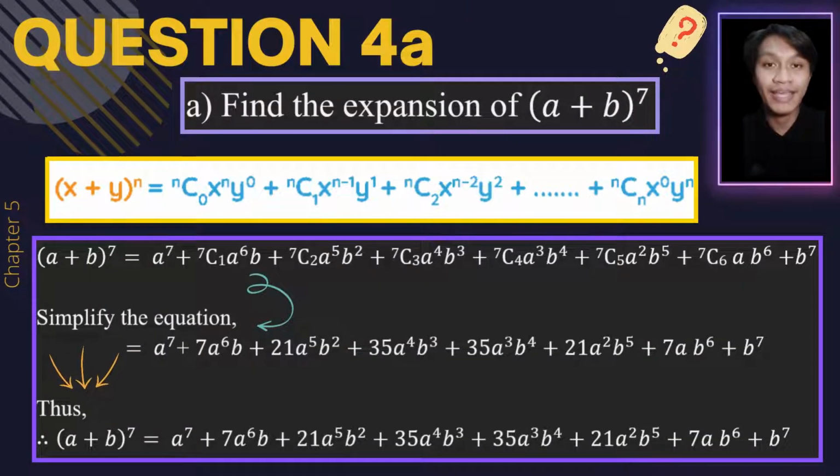Moving on to question 4. First, let's have a look at part A. Given that (a plus b) to the power of 7, the question asks us to find the expansion of it. So all we have to do is simply use the binomial theorem as shown here and insert all of the terms accordingly.